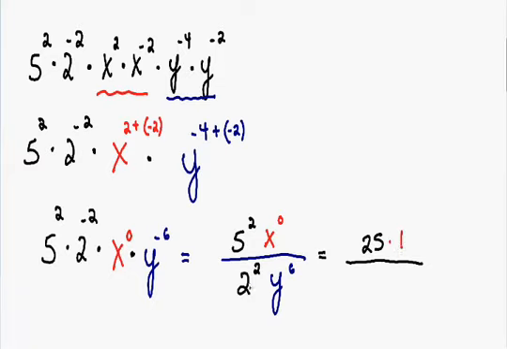And in our denominator, we have a 2 squared. 2 squared is equal to 4. And that is being multiplied by y to the 6th, which can't be simplified, so it stays the same. So in our numerator, we just have 25 times 1, which is just 25. You never really need to multiply by 1, so I'll erase it. And in our denominator, we have 4y to the 6th, which can't be simplified even further. So this is our final answer, 25 over 4y to the 6th.